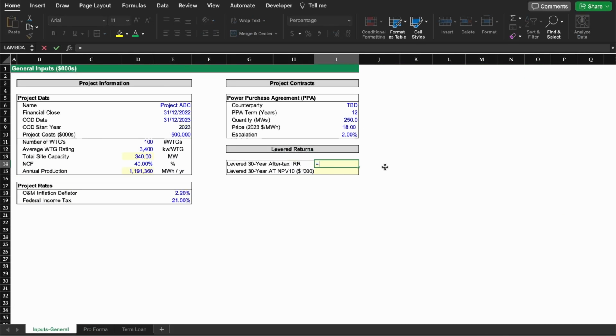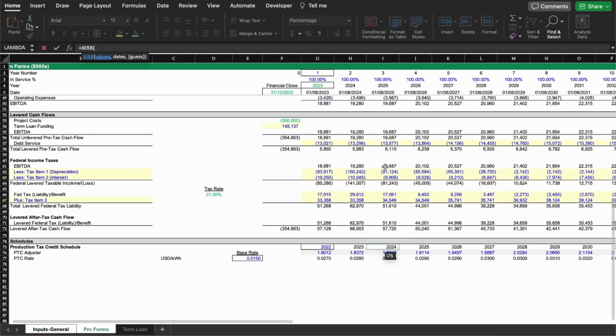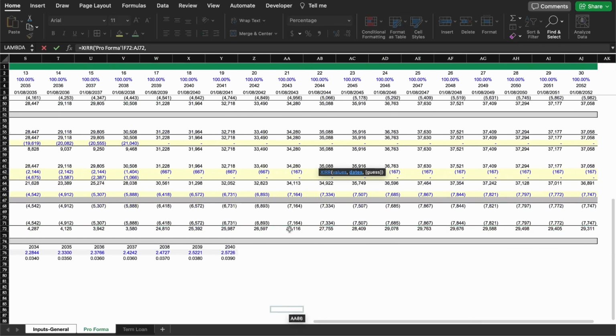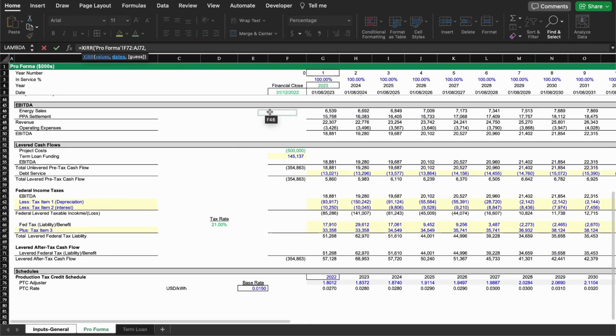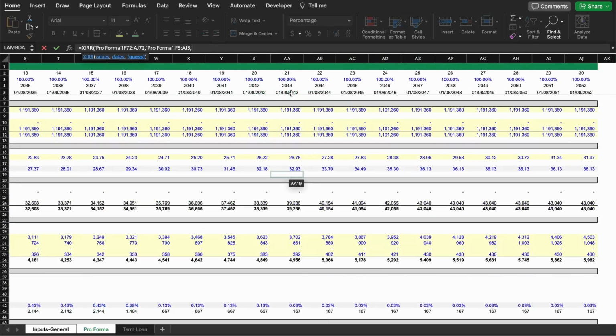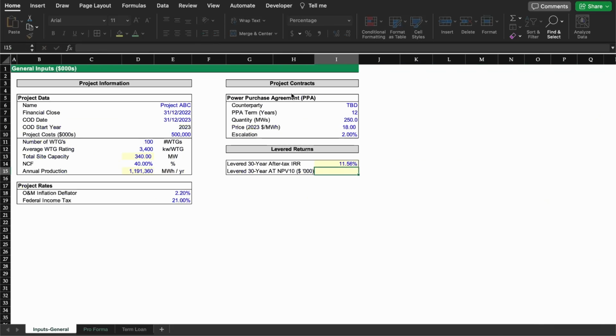So the IRR should be equal to, we can use the XIRR in this case. The first thing is the values. So we're going to grab this number here and go across, and then we're going to grab the dates, here to here, and then say let's use 0.1 as a guess. I'm going to close, and there we go, 11.56%.